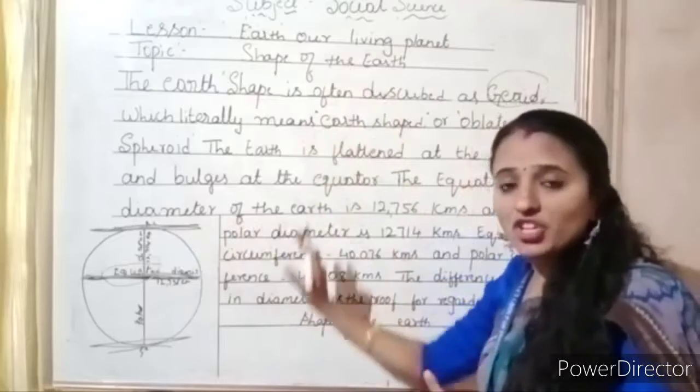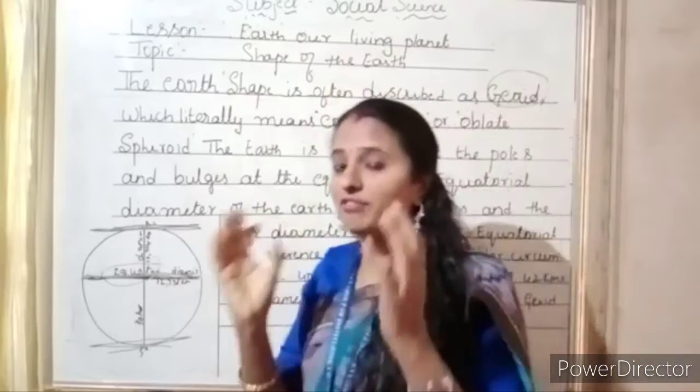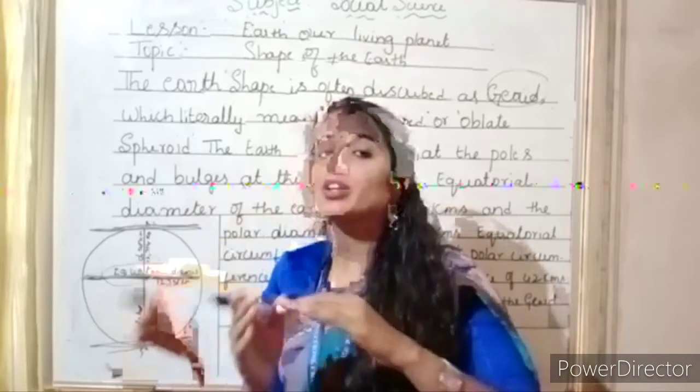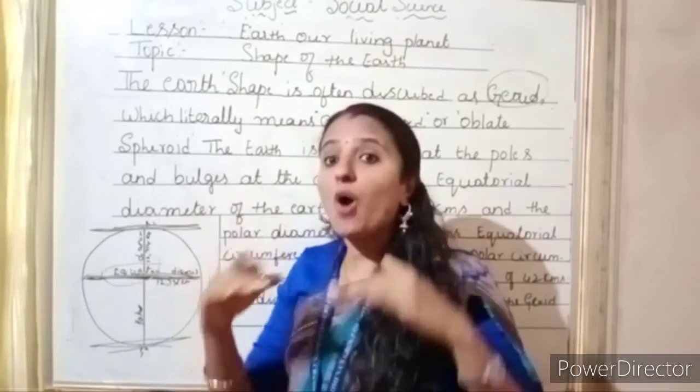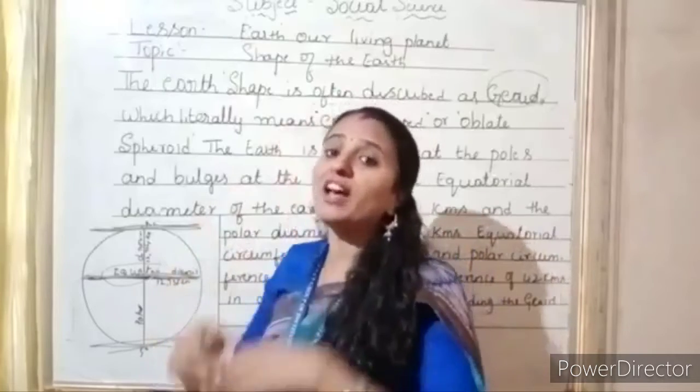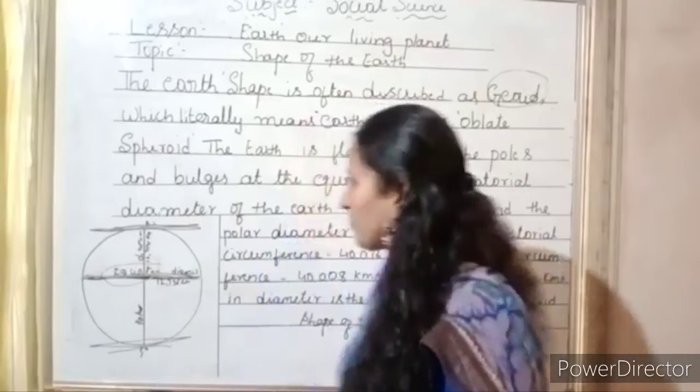So this is the explanation about how the Earth is not flat. Most of the people think that the Earth is flat, but it is a geoid shape actually. How it is considered as a geoid shape, this is the explanation for that.